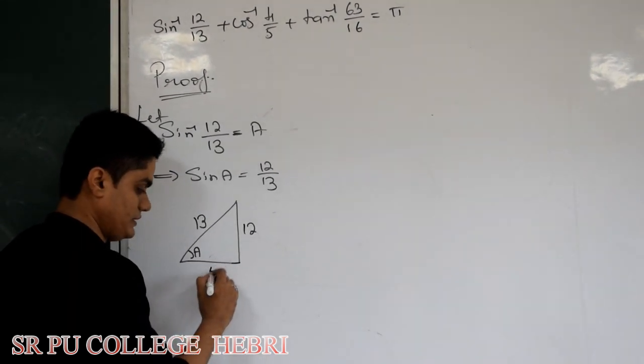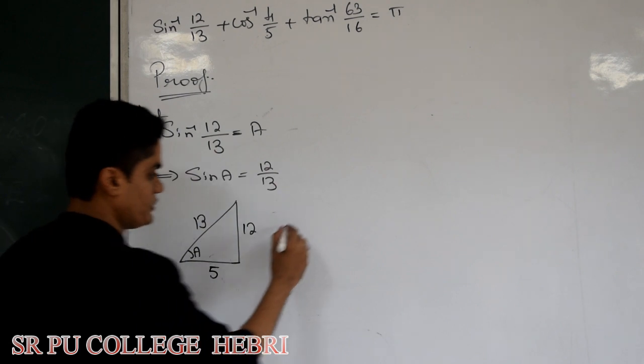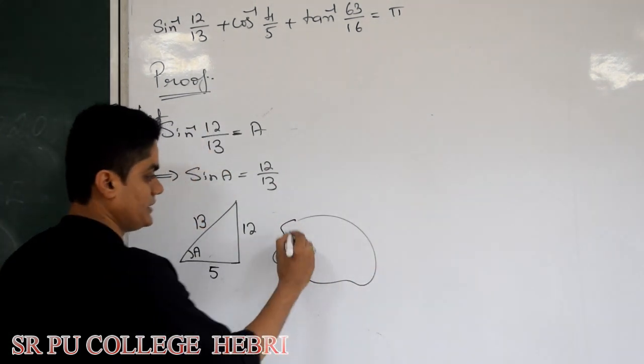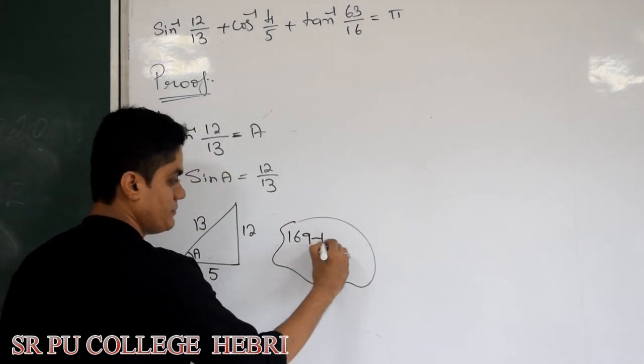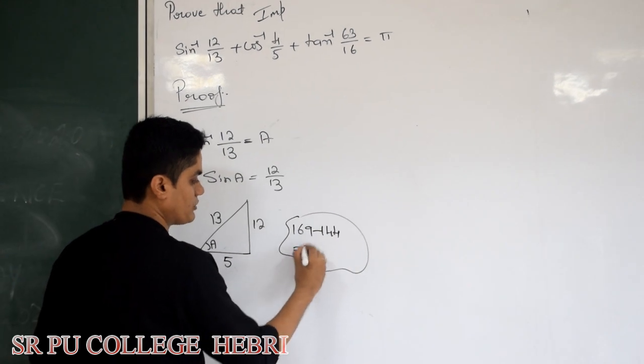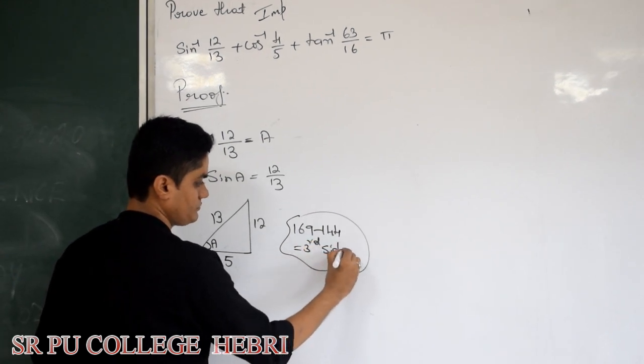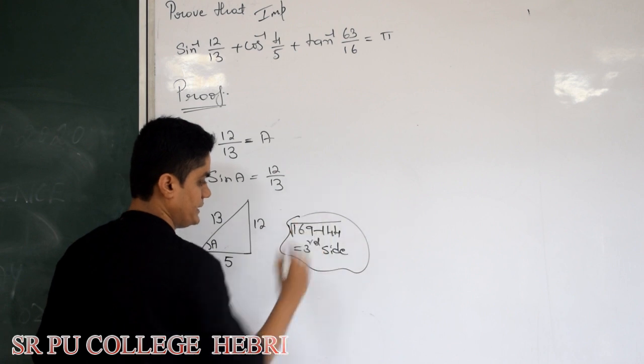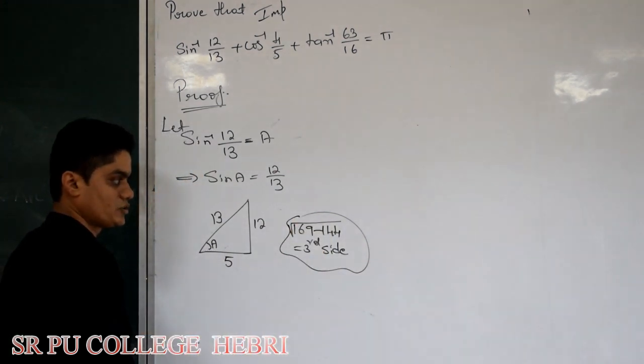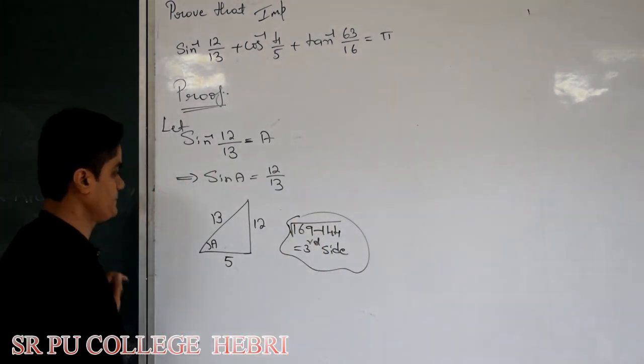I hope you remember. It is nothing but 5. If you don't know this, use Pythagoras theorem. It is 169 minus 144 is equal to the third side, with the square root there, okay? So it is nothing but square root of 25, which is nothing but 5.